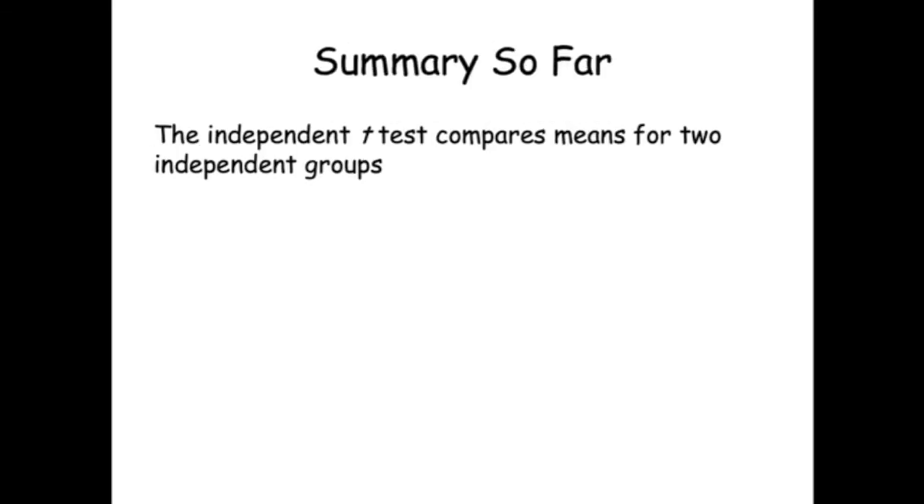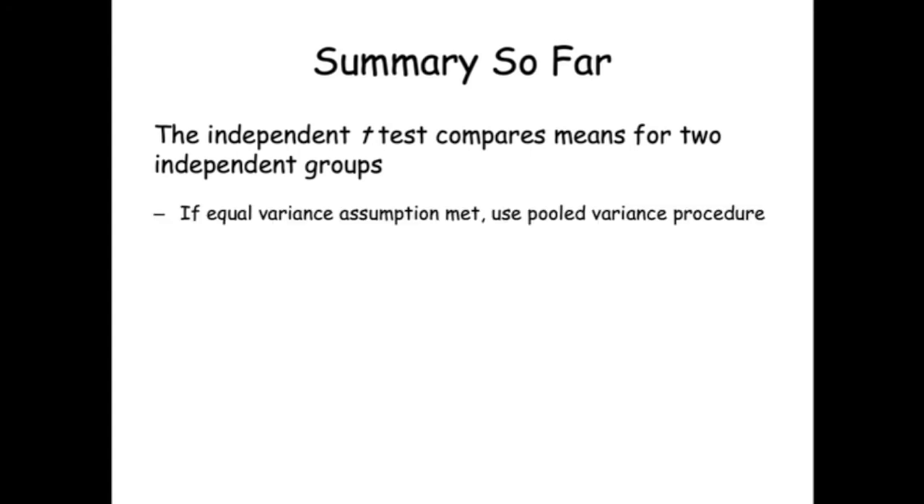The independent t-test is used to test hypotheses involving two independent population means. If the equal variance assumption is met, we can pool information from each sample to get an estimate of population variability. If it is not met, we use a separate procedure.